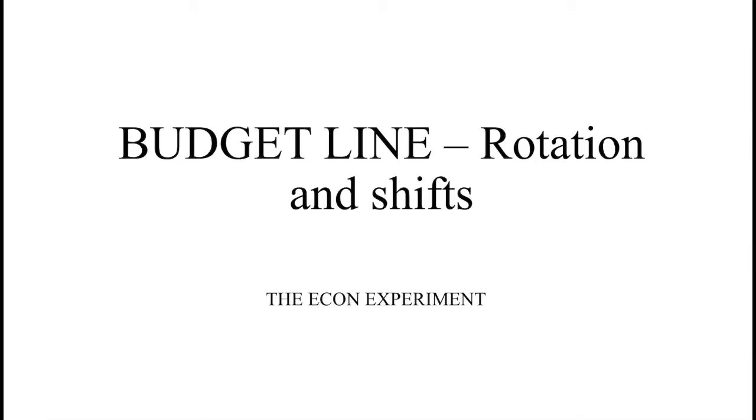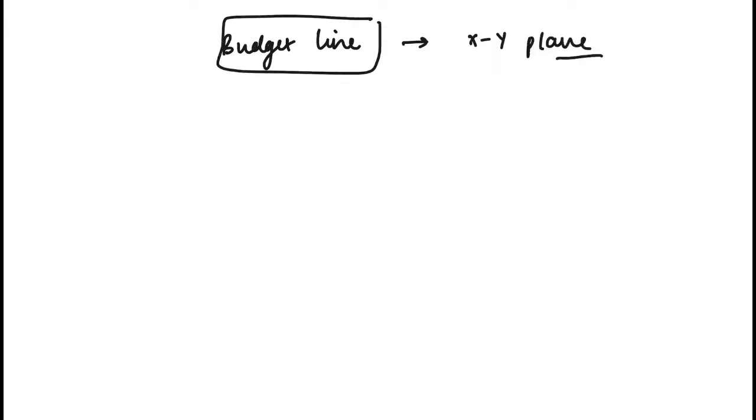In this video, we will look at what the budget line is and how it rotates or shifts. The budget line is something that you map on the XY plane. But what is the intuition behind the budget line? It comes from the budget constraint.